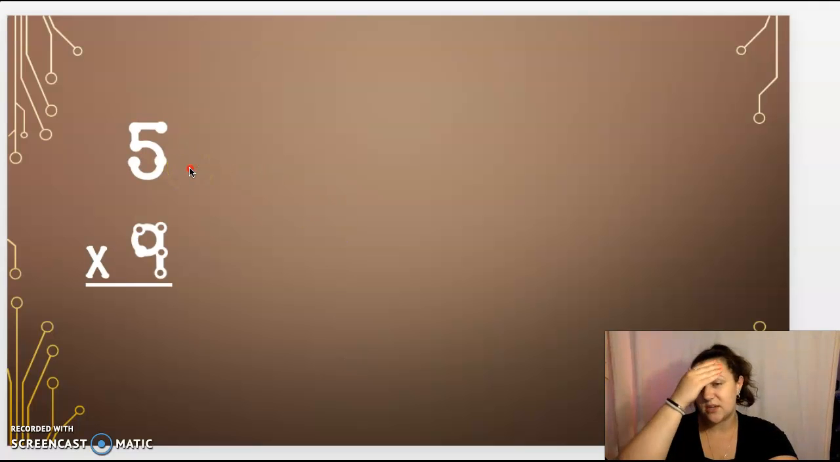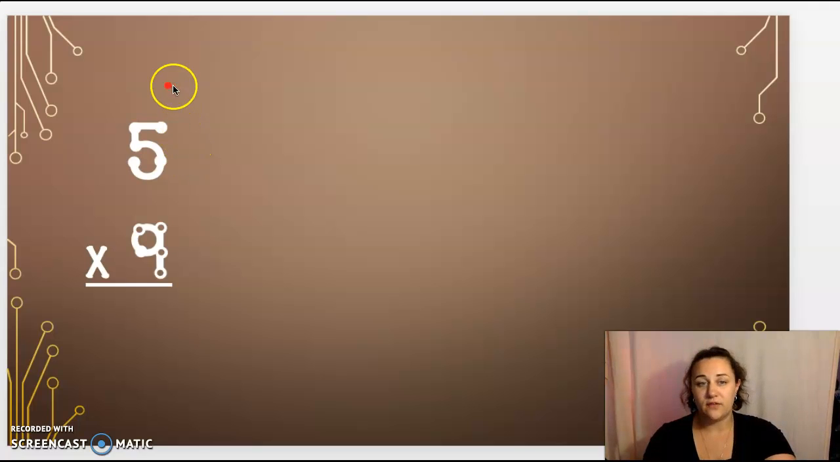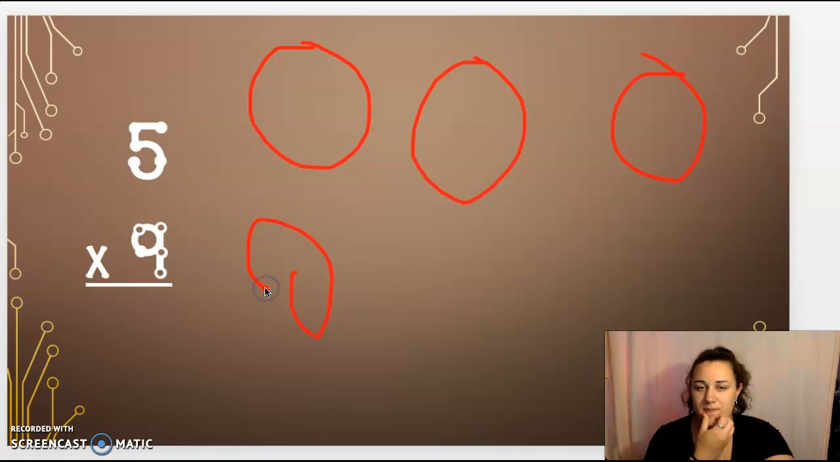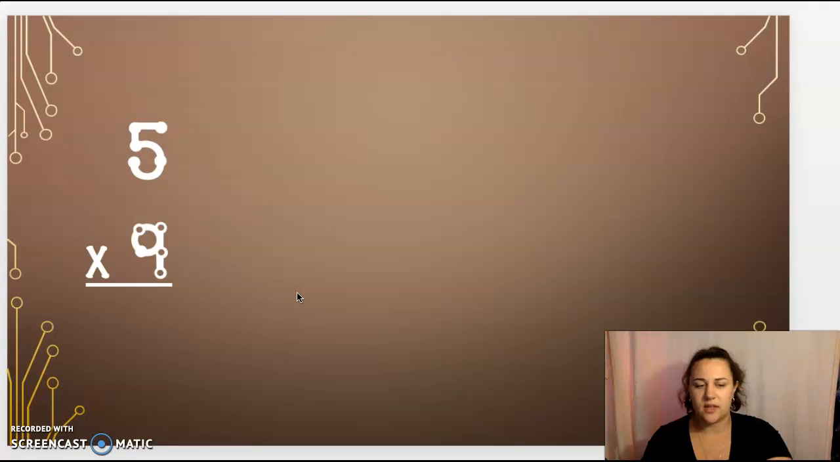So now, when we do our multiplication, we have been doing our equal groups and using our touch points. So I'm going to start with equal groups. So my first number tells me how many groups I need to make. So I see the number 5. So I'm going to make 5 groups. 1, 2, 3, 4. I'm actually going to clear my screen out. Let's try that again. Sorry, friends.